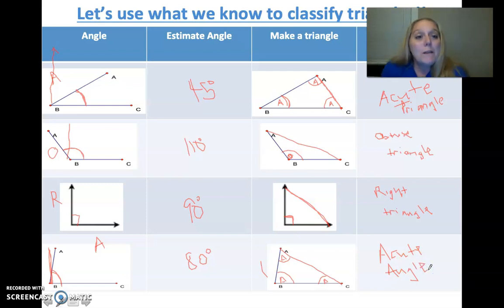Okay, so what we just did is use our knowledge of angles and estimating angles to classify triangles by the different types of angles that they have. So when we have 3 acute angles, like we have here, we have an acute triangle. When we have a triangle with 1 obtuse angle, it is always an obtuse triangle. When we have a triangle with 1 right angle, that is always a right triangle. And when we have a triangle with 3 acute angles, like we set up here, we always have an acute triangle. Oh, wait, this should have said triangle, sorry.